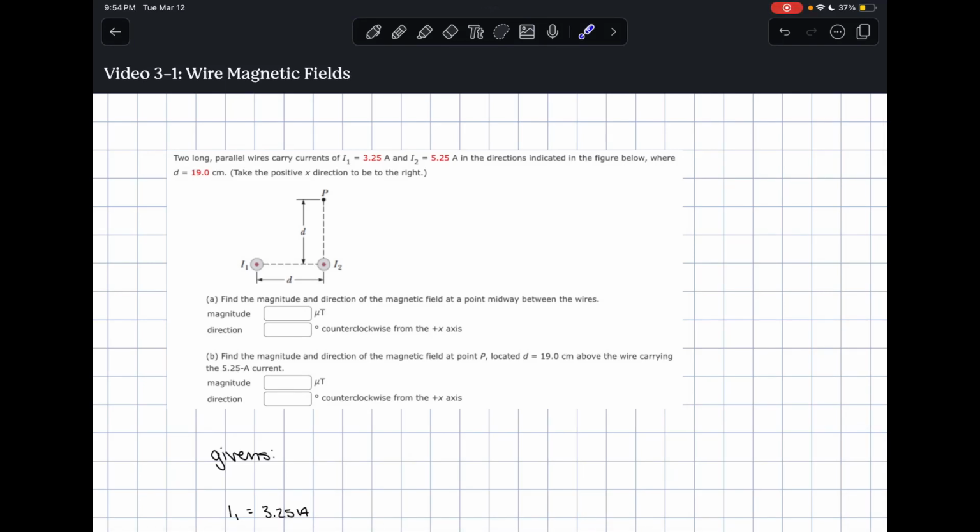Today we are working on wire magnetic fields. Let's take a look at our problem. Two long parallel wires carry currents of I1, which is equal to 3.25 amps, and I2, which is equal to 5.25 amps, in the directions indicated in the figure below, where D is equal to 19 centimeters, and take the positive x direction to be to the right.